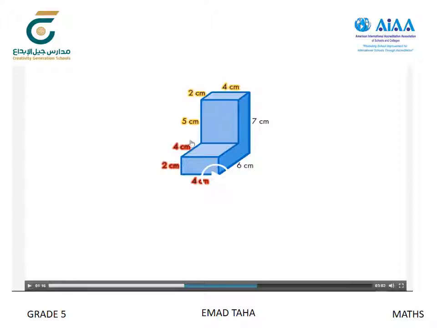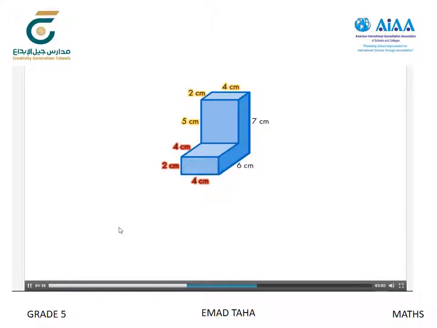If you can separate the figure into two prisms, you can find the volume of each one. The upper one, its dimensions are 4, 2, and 5. So its volume equals 5 times 2 times 4. And the lower one, its dimensions are 4, 2, and 4. So we can find its volume. Then we add the two volumes, okay?